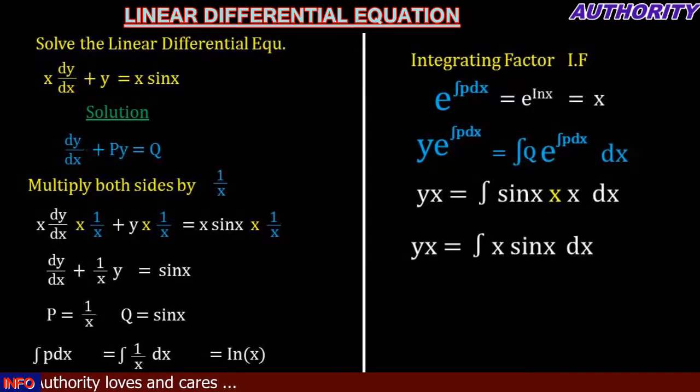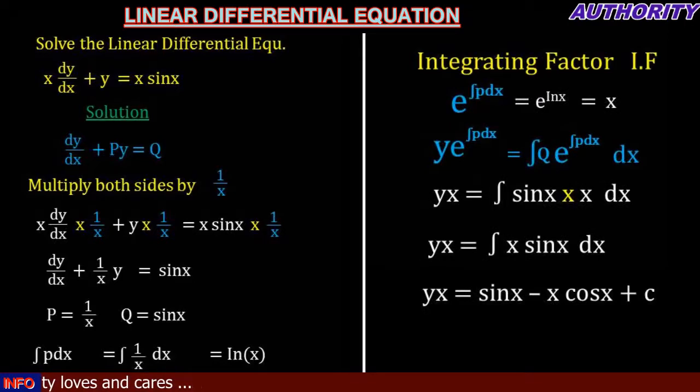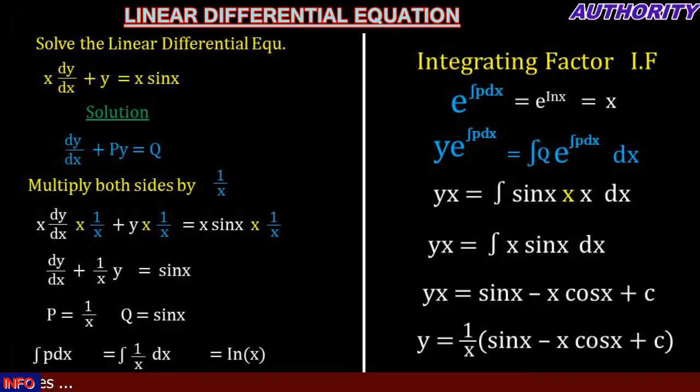So now when we integrate our right hand side, where we have the integral of x sine x dx, it's going to give us sine x minus x cos x plus c. So therefore we have yx is equal to sine x minus x cos x plus c. We want to make y the subject, so we divide through by x. So when we divide through by x, we're going to have y is equal to 1 all over x, open bracket, sine x minus x cos x plus c. And this is the solution to the differential equation.